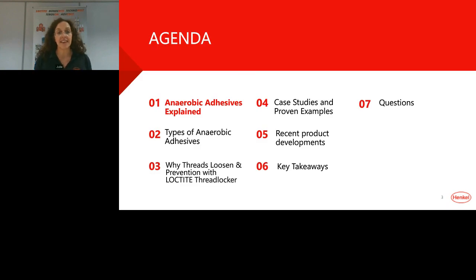So what we're going to look at today is anaerobic adhesives, what they are, and the different types of anaerobic adhesives. Then we're going to look at why threads loosen and how you prevent that using Loctite Threadlocker. We're going to share some case studies with you, and we're also going to make you aware of some recent developments that we have. We're just going to wrap up the webinar at the end, and as I said, there's time for questions at the end.